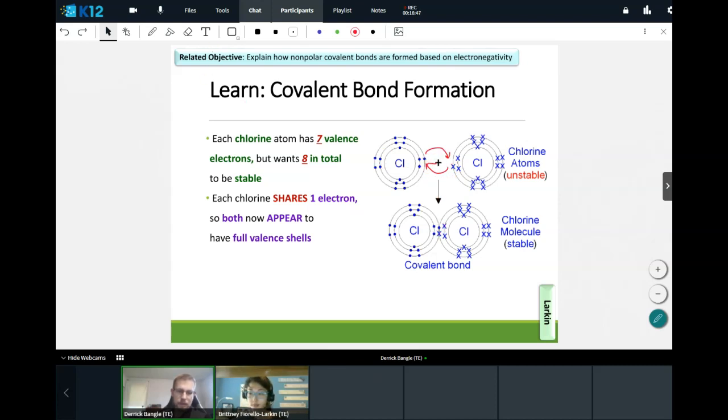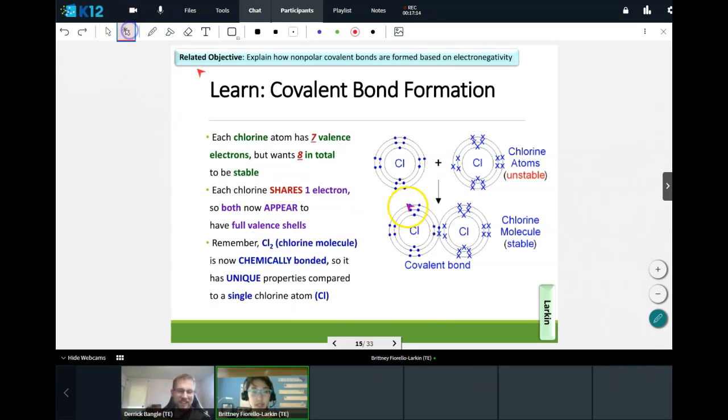And then down below here, we can see that in the center, they're sharing those two electrons in the same shell, and thus that's how a bond is formed covalently. So each of them shares that one electron and now appears to have full valence shells. I did want to mention, if you now count up around this chlorine shell, how many electrons does it look like this chlorine now has? Go ahead and tell me in the chat.